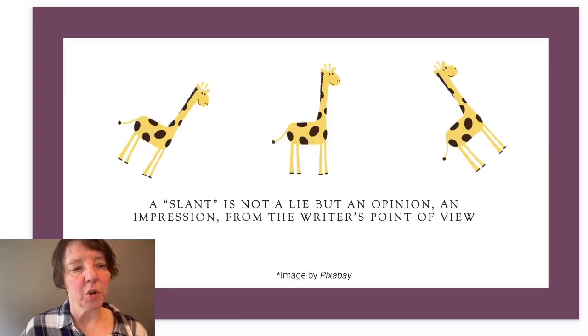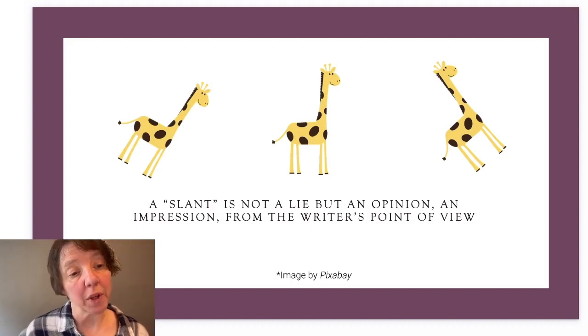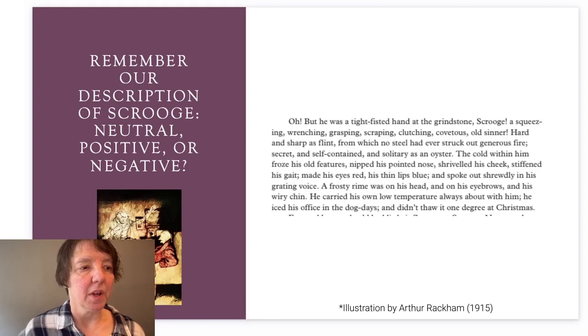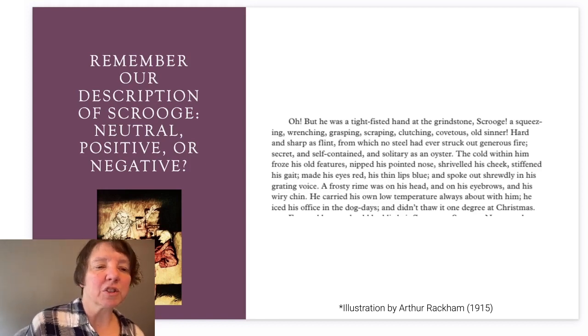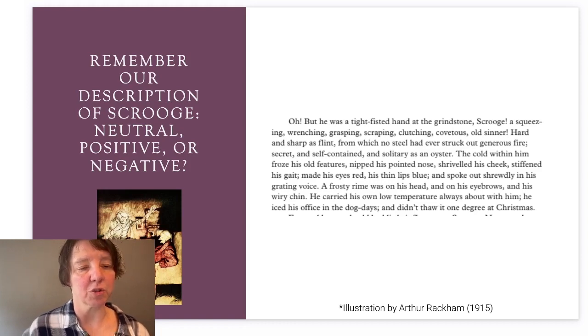So in other words, when you're writing a slant, you're not lying or changing the meaning, but instead you're creating an opinion or an impression from your point of view about the subject in terms of what you want your readers to think. So think about the description we read of Scrooge a few weeks ago. Take a look at this and review what it says, and then try to identify, does this give a negative, a positive, or a neutral impression of Scrooge?